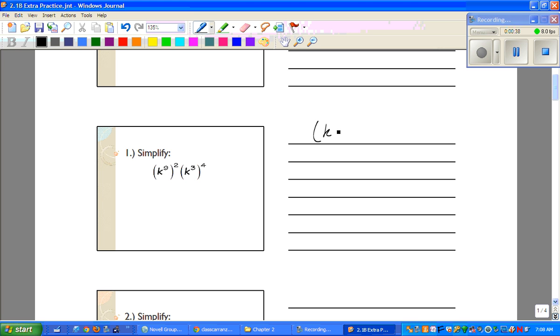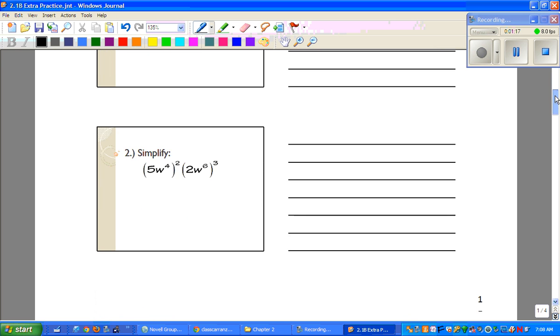So I'm going to start by rewriting the problem. Now, when we have exponents on the outside, we need to multiply them. So we're going to have k to the 18th times k to the 12th. And when we get to this point right here, we add them. So we're going to do, on the side, 18 plus 12, and your final answer is k to the 30th. That wasn't too bad now, was it?